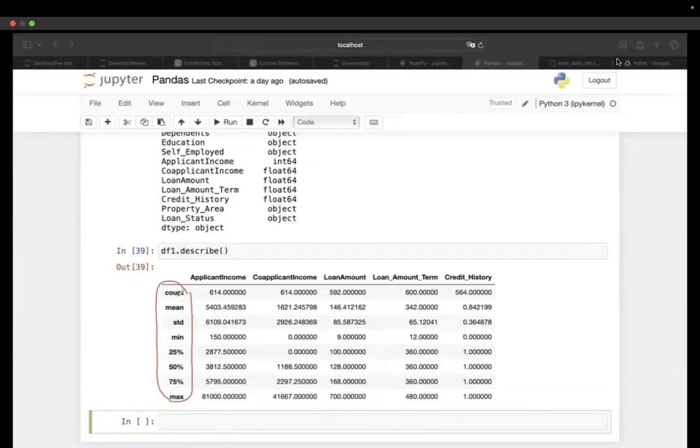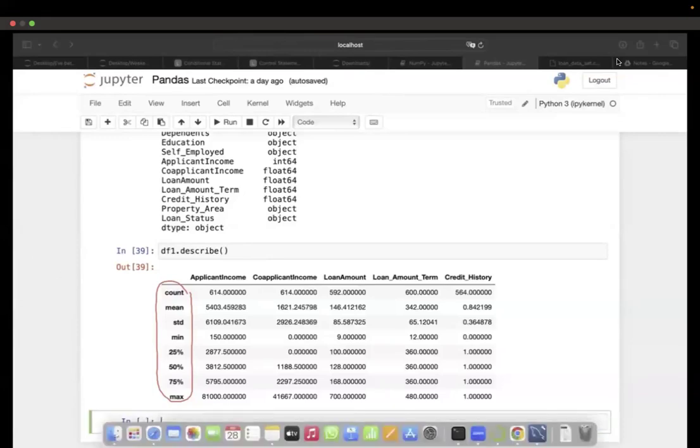What do you guys think? What is the count telling me? Number of entries? Yes. Number of rows and observations. From here, you can also understand how many null values are there. Overall, we are having 614 entries, right?